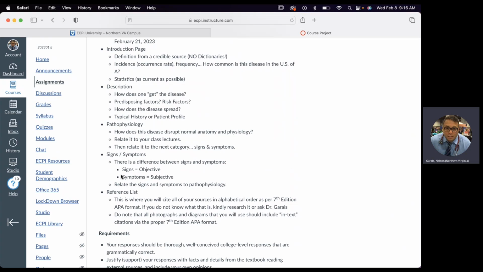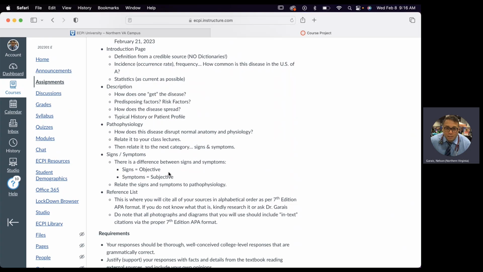Now, signs and symptoms, remember, a sign is objective, meaning it's an object. You see it, I see it, the whole world sees it. For example, a sign is like a stop sign. It's red, it's octagonal, and it says what?